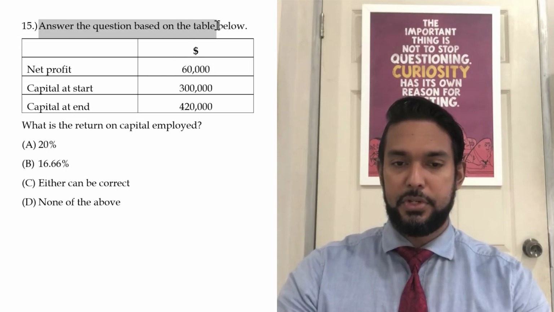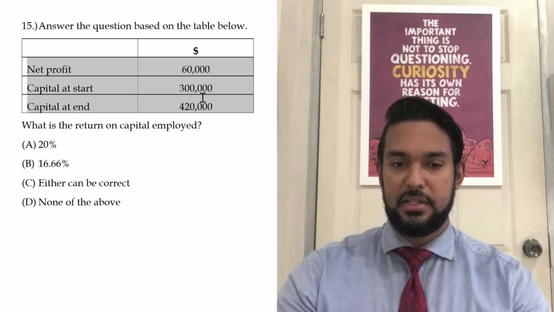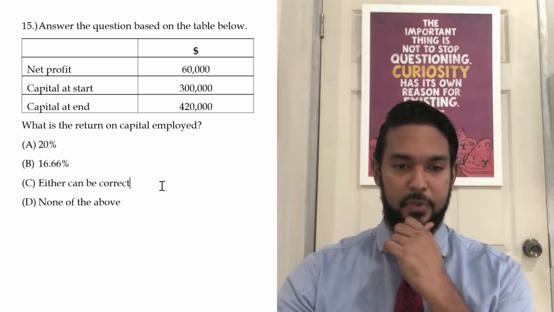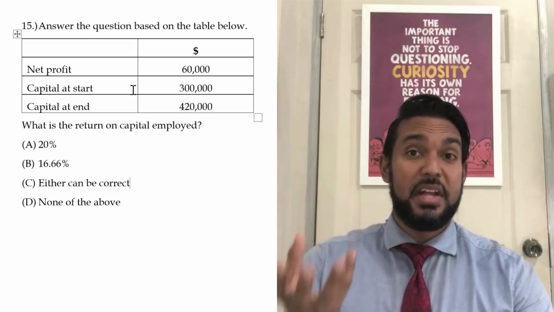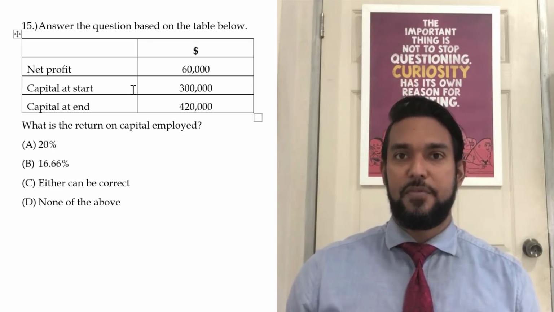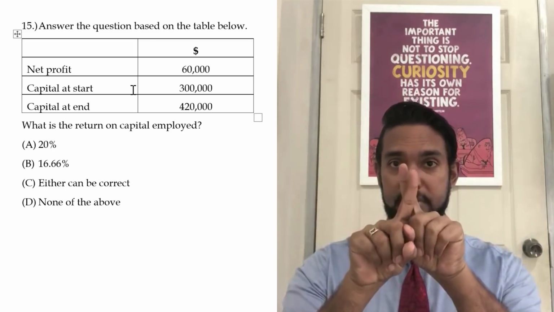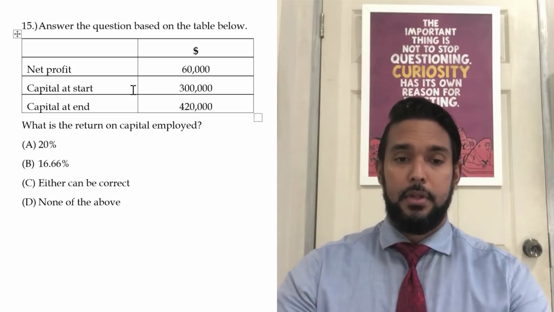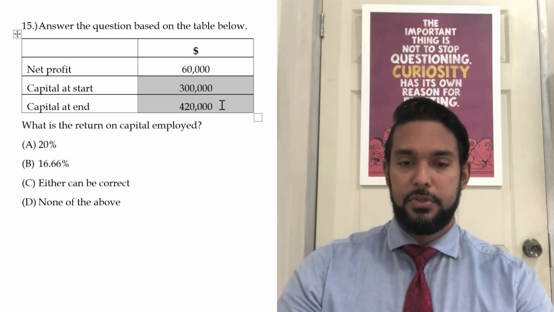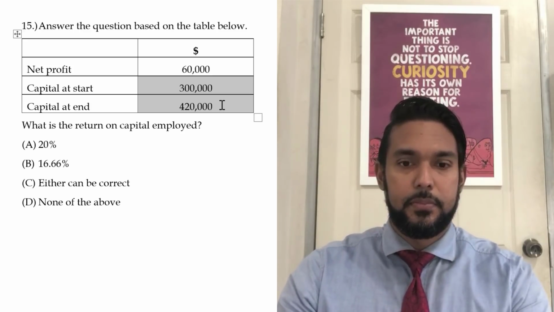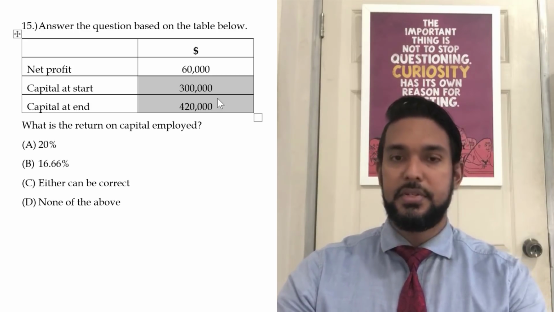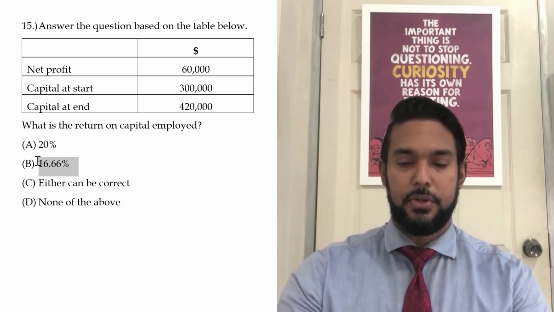Answer the question based on the table below. So, net profit, capital at start, capital at end. This is where the formula using average capital comes in. What is an average? If you want to find an average of two numbers, you add those two numbers together and divide by 2. So 300 and 420 is 720. 720 divided by 2 is 360. If you take 60 and divide by 360, we're going to get 16.66.